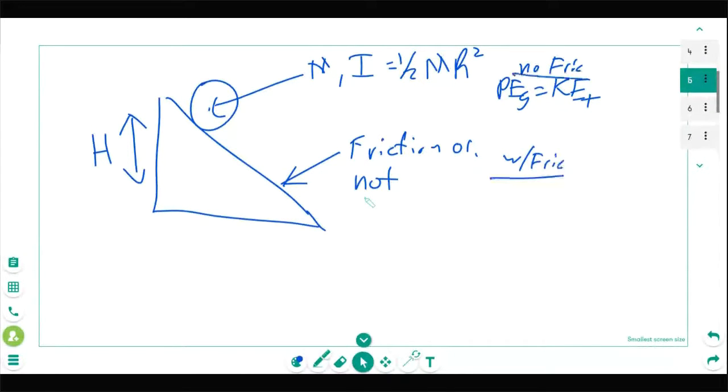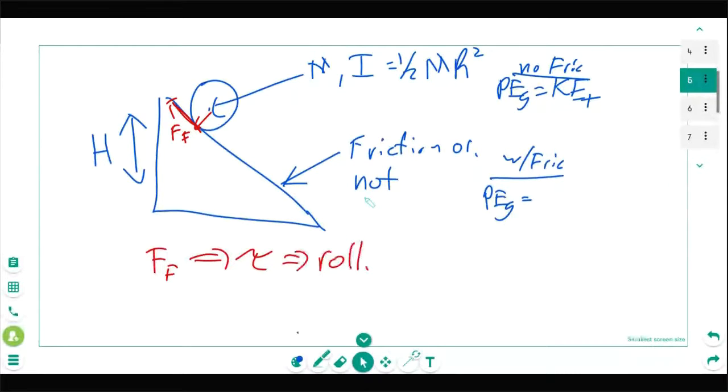we have to talk about, okay, we still start with potential energy due to gravity, but now we have some sort of rolling. Friction is going to make a torque. It's going to act at the bottom of our sphere. It's going to be pointing perpendicular to the radius, which means force of friction gives us a torque, which means we start rolling.